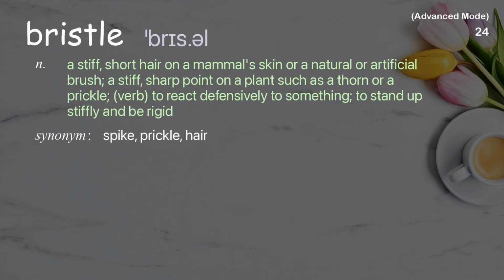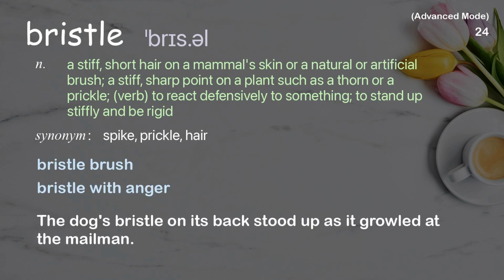Bristle. A stiff, short hair on a mammal's skin or a natural or artificial brush; a stiff, sharp point on a plant such as a thorn or a prickle. Verb: to react defensively to something, to stand up stiffly and be rigid. Examples: Bristle brush. Bristle with anger. The dog's bristles on its back stood up as it growled at the mailman.